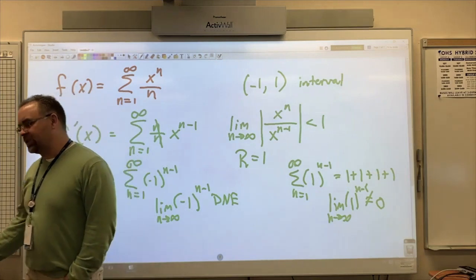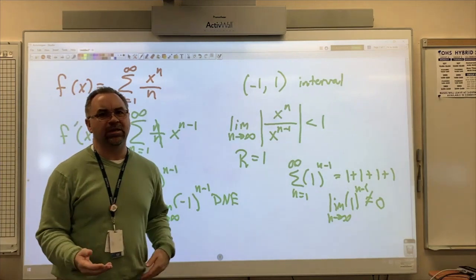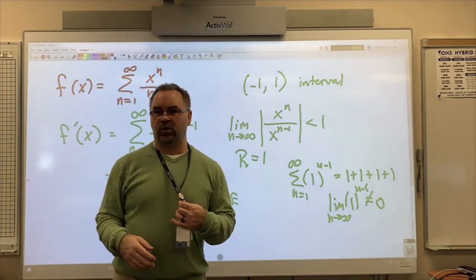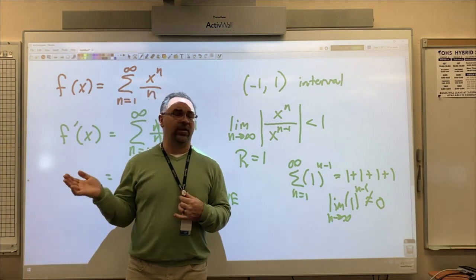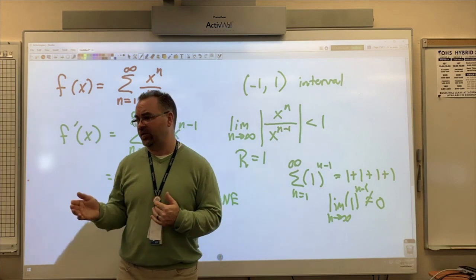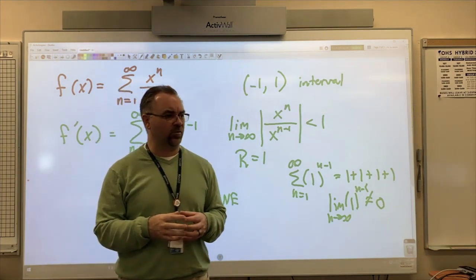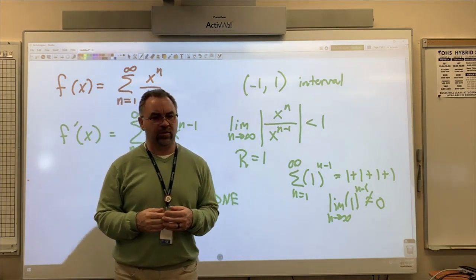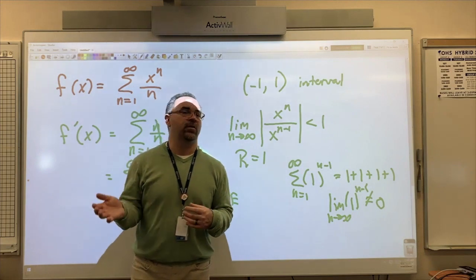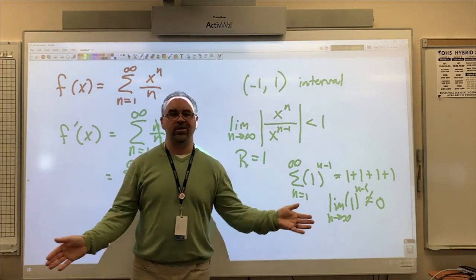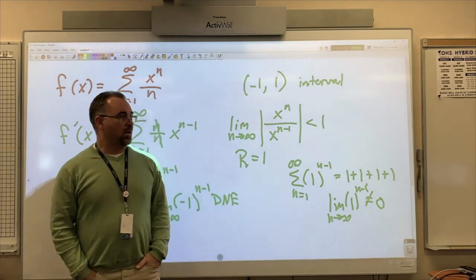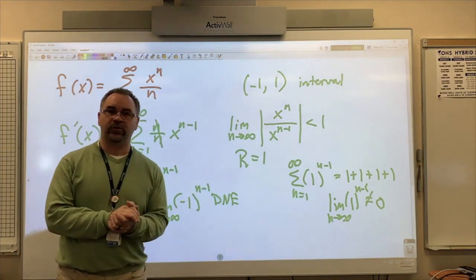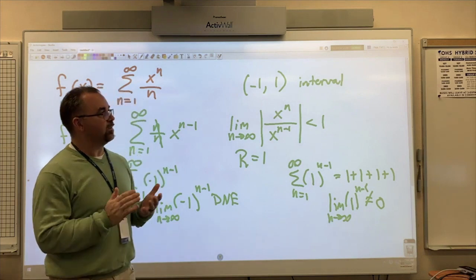And so that's what's going to happen sometimes when you take the derivative. You're going to lose an endpoint of convergence. And then, as I said earlier, at the bottom of page 622, Dr. Larson has sort of buried what would be a theorem in some other books, that if the derivative converges at the endpoints, then you know for a fact the original function converges at the endpoints. So there we go. That's calculus with power series.